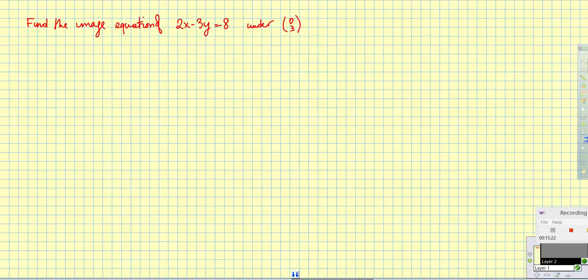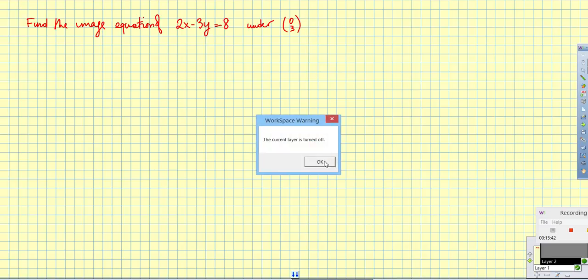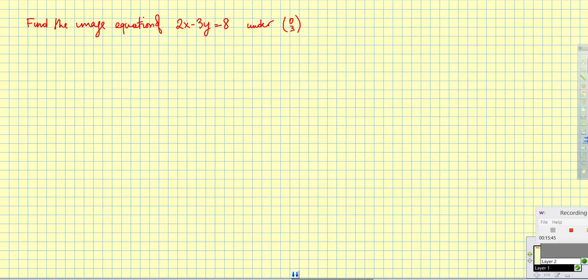Let's do another example. So you are asked to find an image equation of 2x minus 3y equals 8 under a translation of (0, 3). Now, the first thing I'm going to do is take a look at this and say, okay, I have a zero horizontal translation, so there's no horizontal translation because it's 0. And we haven't done the horizontal yet either, so we're going to do that next. There's 0 horizontal translation, and we know that the graph is being moved up 3 units vertically.